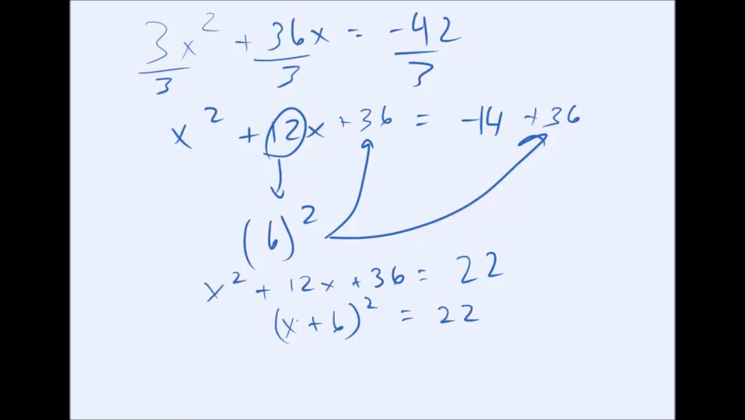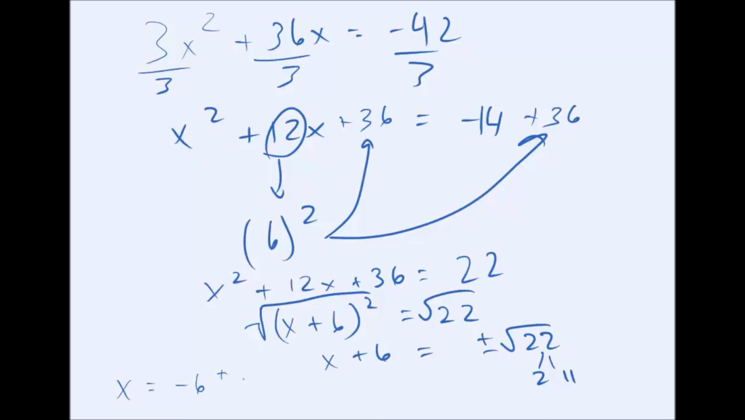At this point, it's just solving a problem from previous sections. Take the square root of both sides. That's x plus 6 is equal to plus or minus square root 22. And if you want to know if you can simplify that further, remember that's 2 times 11. Both of those are prime. You can't bring anything out. So our final answers are x equals negative 6 plus square root 22 and negative 6 minus square root 22. It doesn't matter if you write it like this or negative 6 plus minus square root 22.